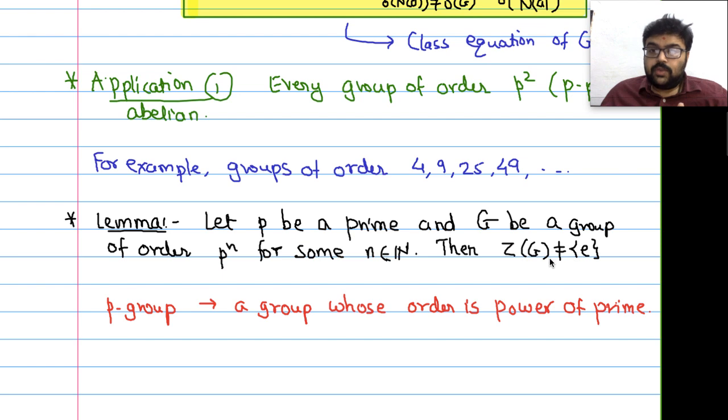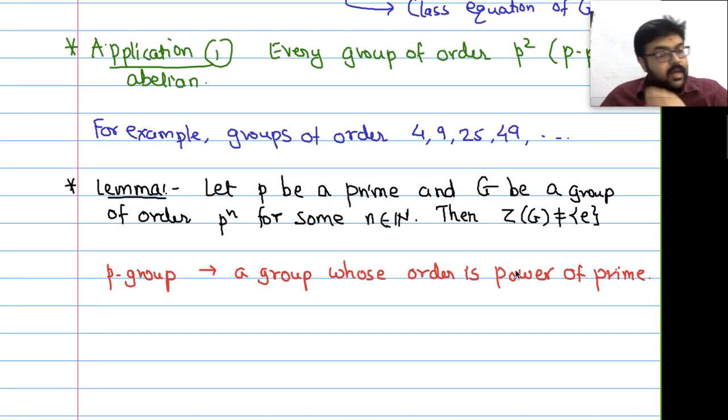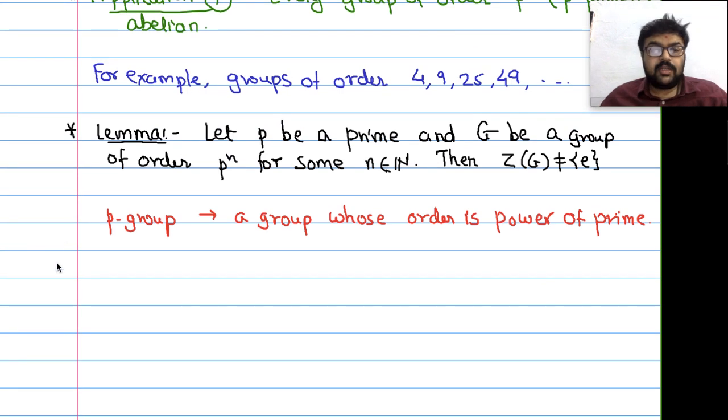So the center is always non-empty, since the identity always commutes with every element, so the identity is always there. But when we say that Z(G) is not equal to the singleton identity, that means it contains an element other than identity, so it is a non-trivial subgroup, right? So let us see the proof of this.